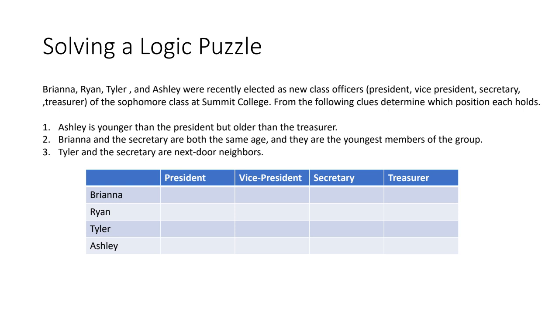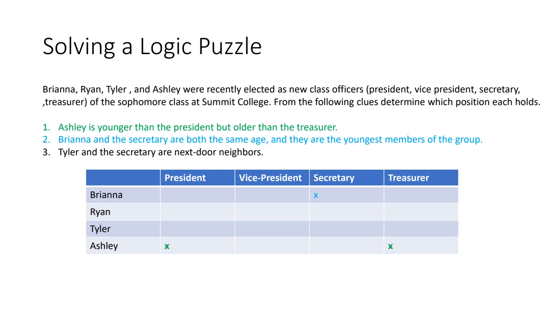So we have our table and we go sentence by sentence. So it says, Ashley is younger than the president, but older than the treasurer. So that means that Ashley cannot be the president and she cannot be the treasurer. Because if she was, then why would you say that she's younger than the president, right? She would be the president. So Ashley cannot be the president and she cannot be the treasurer. So you cross out those spaces.